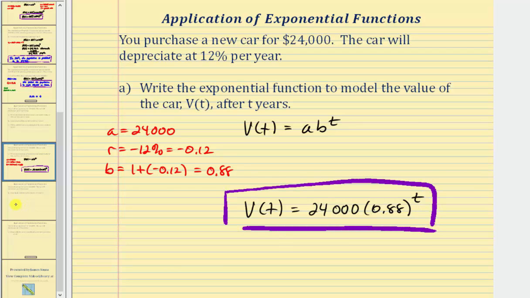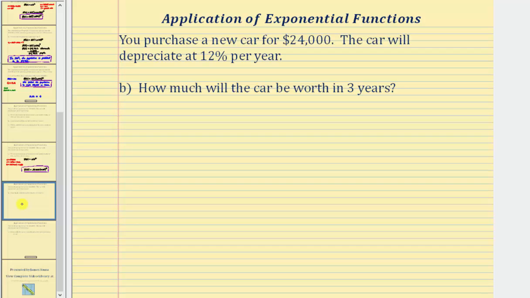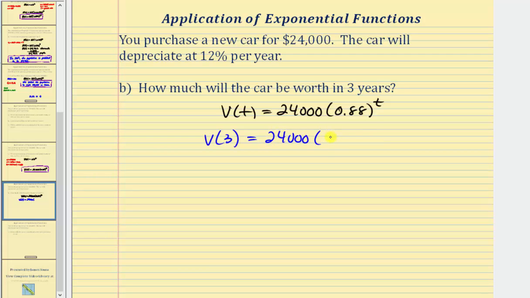Now for part B, we're asked to determine the value of the car in 3 years. So using the function that we just found, we want to determine the function value v of 3, which is 24,000 times 0.88 raised to the power of 3. Now it doesn't tell us where to round, but we'll go ahead and round to the nearest dollar.